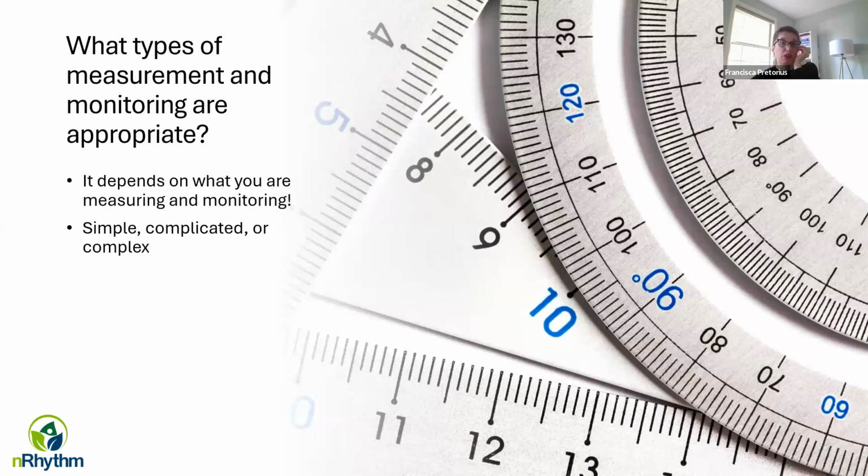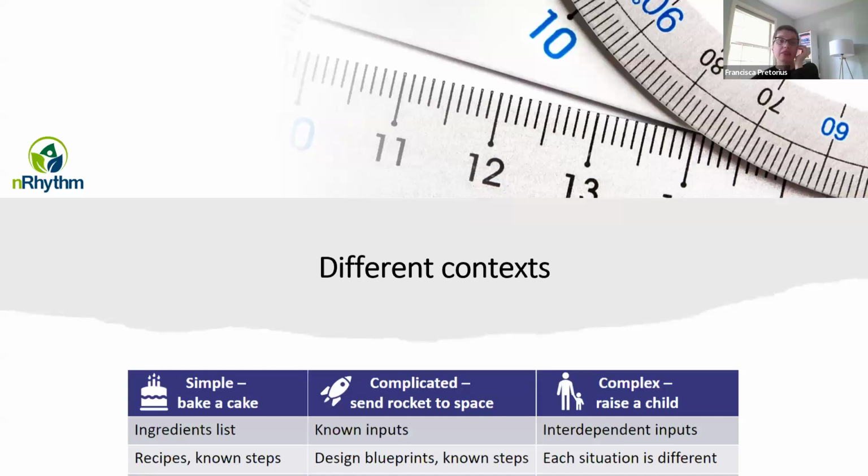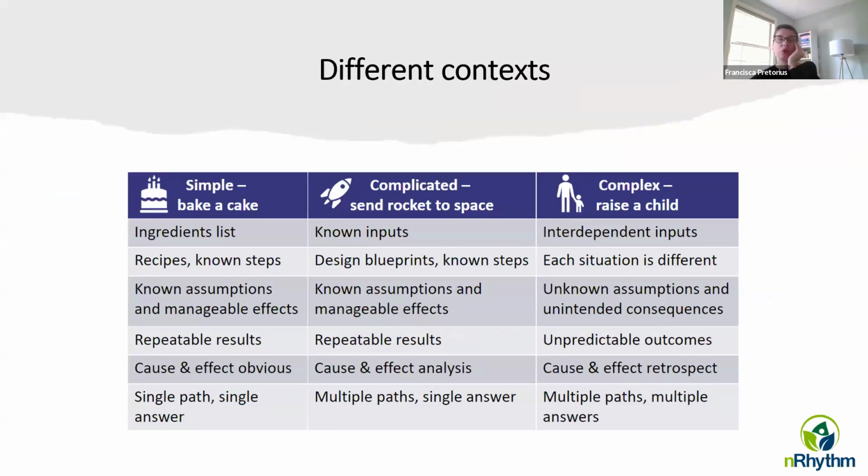So we like to think about measuring and monitoring simple, complicated, and complex things. It makes a difference in how you categorize. A simple problem is like baking a cake. A simple context. It has a list of ingredients. It's tried and tested recipes.